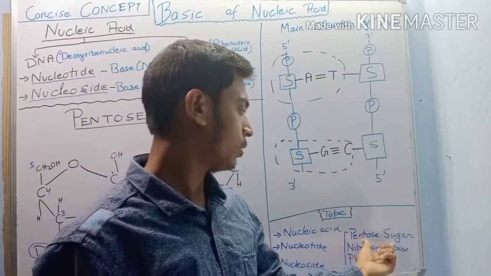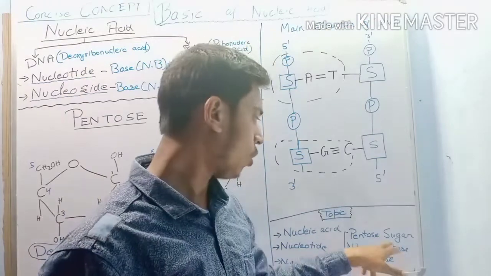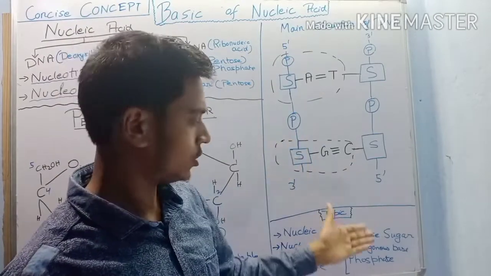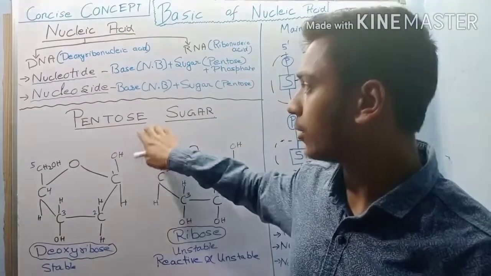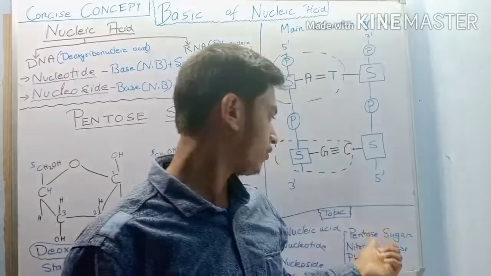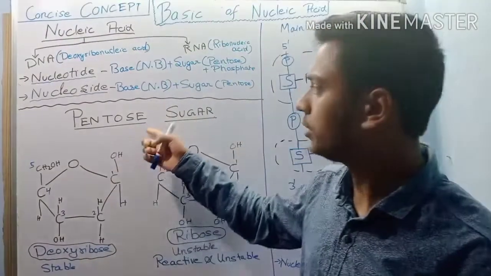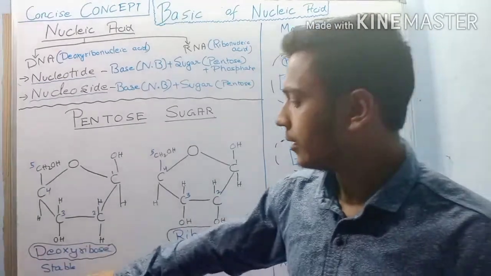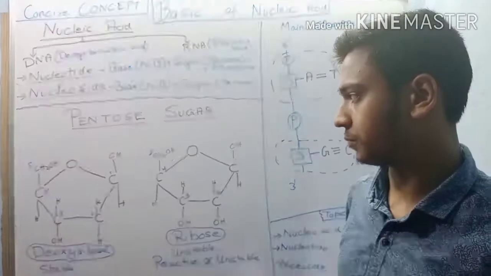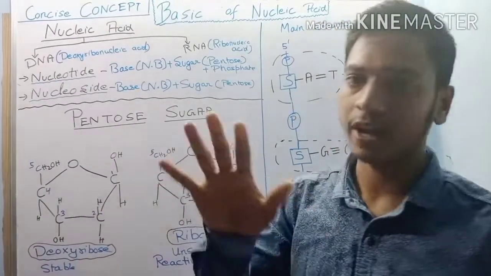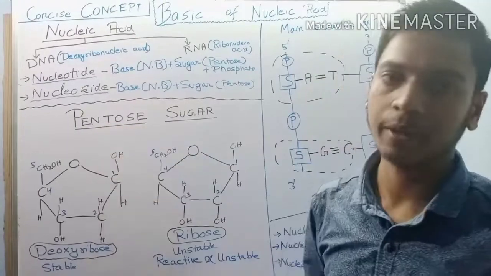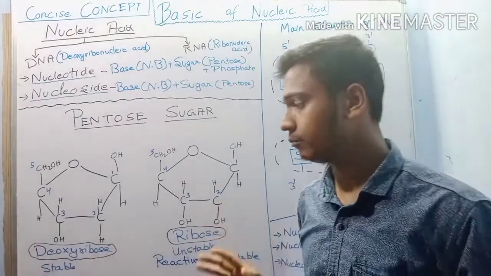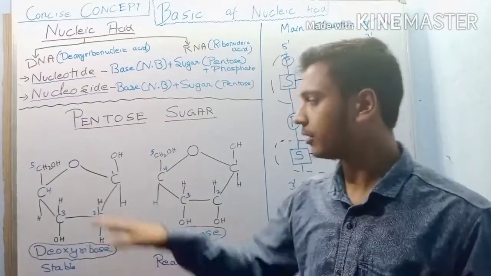So we will see the structure of pentose sugar, nitrogen base and phosphate, how all these three structures are attached together, and what the arrangement of all three structures is, one by one. First I will discuss pentose sugar. In pentose sugar, DNA has a different structure and RNA has a different structure, but both have only 5 carbons, because pent means 5. So there is a 5 carbon chain in a ring-like structure.